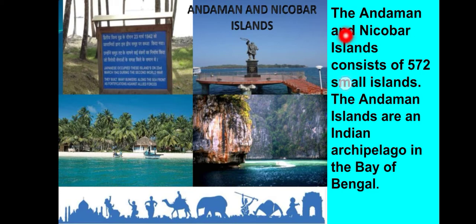The Andaman and Nicobar Islands. The Andaman and Nicobar Islands consist of 572 small islands. And do you know, kids, the Andaman and Nicobar Islands are the Indian archipelago in the Bay of Bengal. Archipelago means group of islands. So, it lies in the Bay of Bengal.